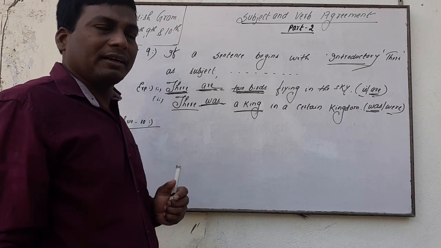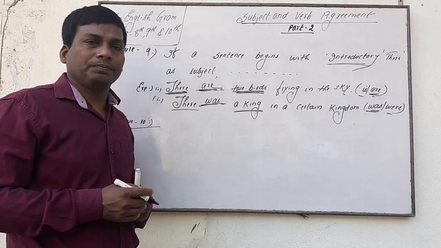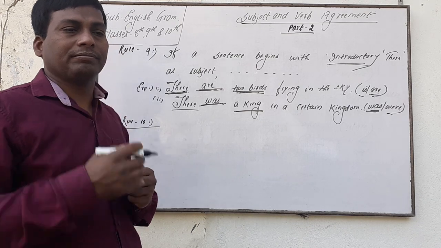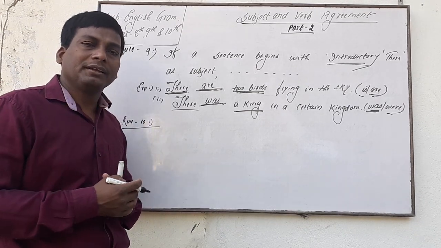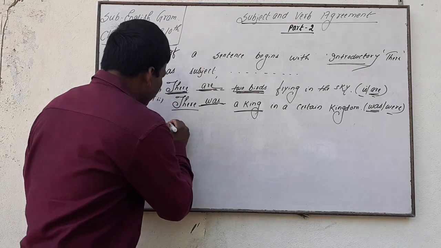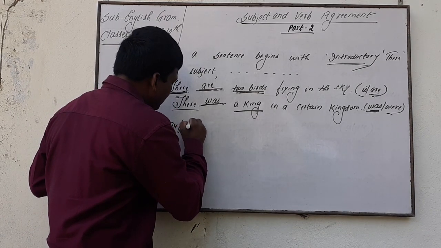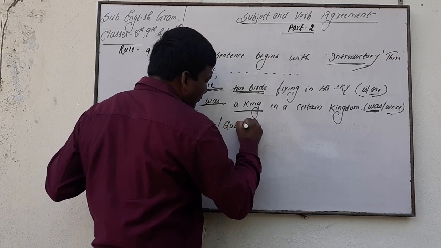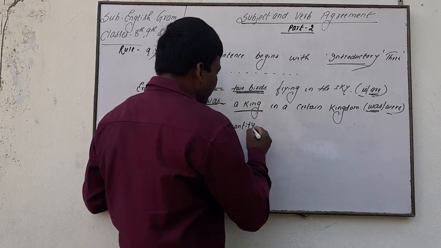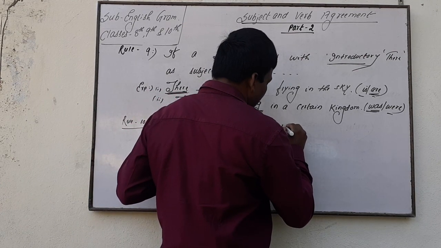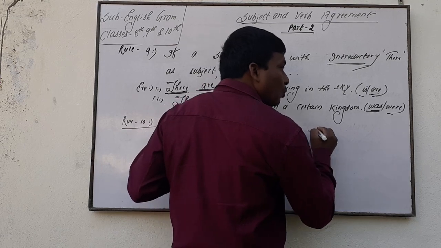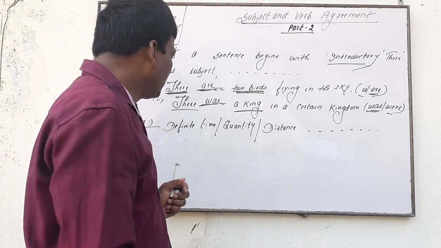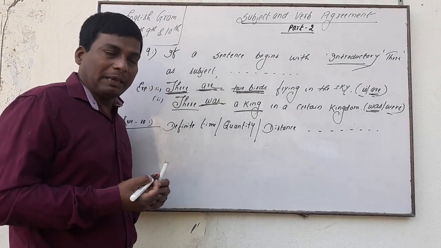In rule number 10, I would like to teach you: if the subject is a definite time, quantity or distance, then what will be the verb? Will the verb be singular or plural? I would like to give some examples.